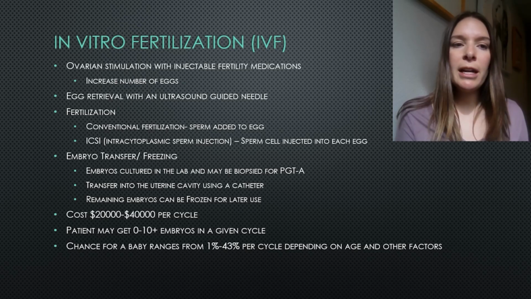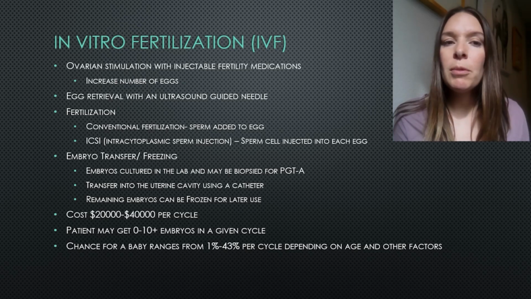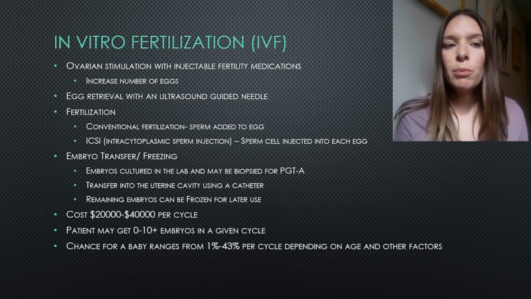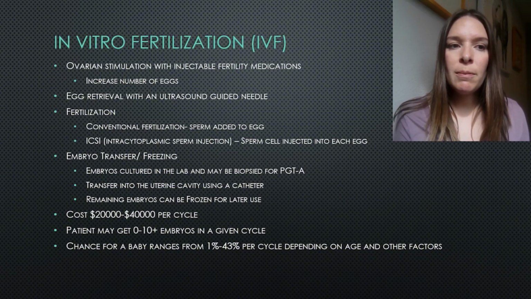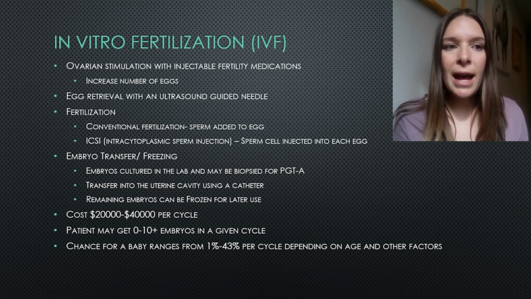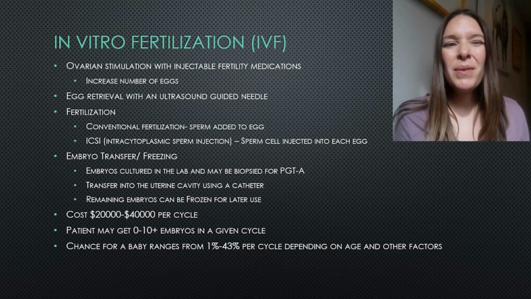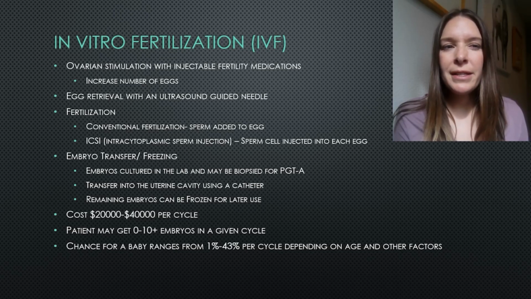So injectable medications are going to be used to increase the number of eggs that can be retrieved and to improve outcomes for success for a good number of embryos. Now, there is the possibility of doing a natural cycle without using all of those injectable fertility medications, but that typically results in 1 or maybe 2 eggs. So a much lower outcome. It's not typical for most patients to utilize a natural cycle.